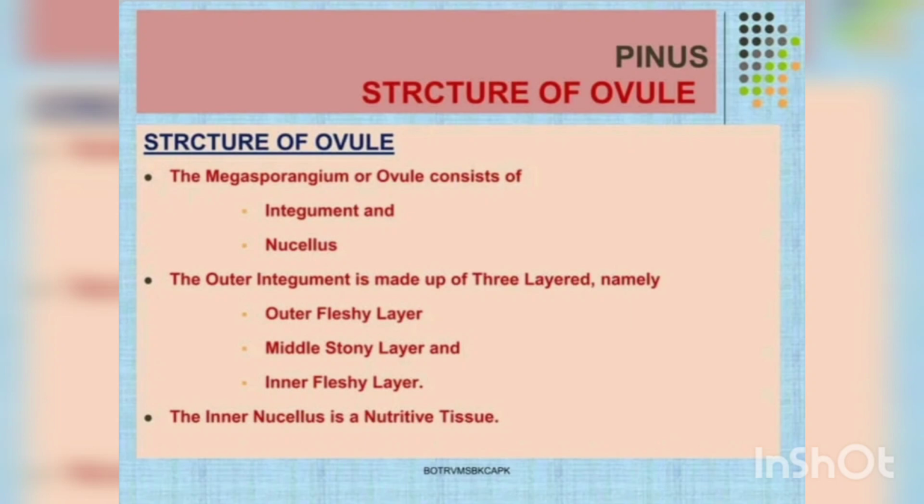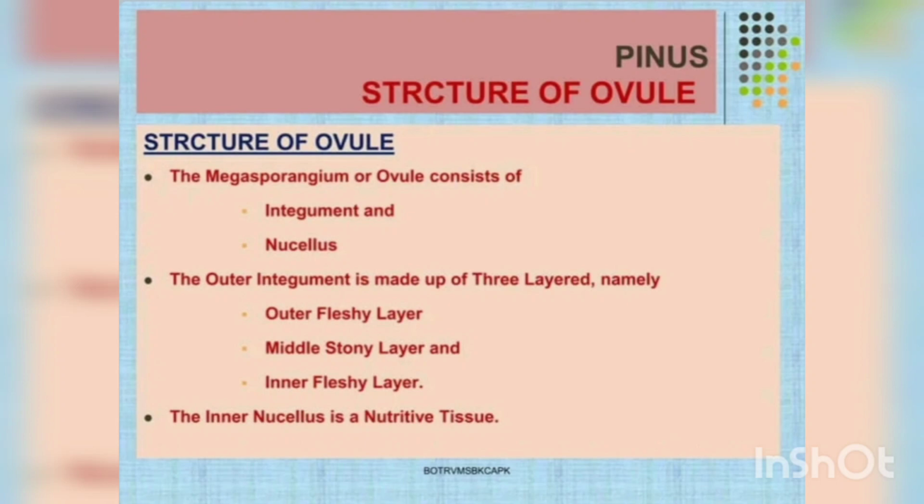The outer integument is made up of three layers. What are the three layers? The outer fleshy layer, the middle stony layer, and the inner fleshy layer. The inner nucellus is the nutritive layer. So the wall layers are formed by the integument, and the nucellus forms the nutritive tissue.